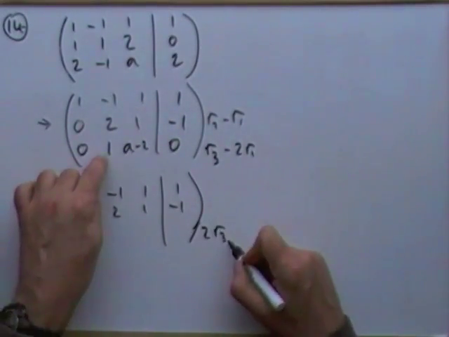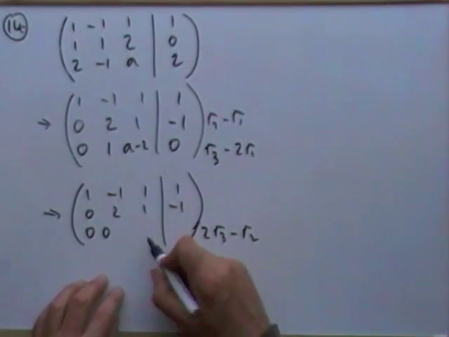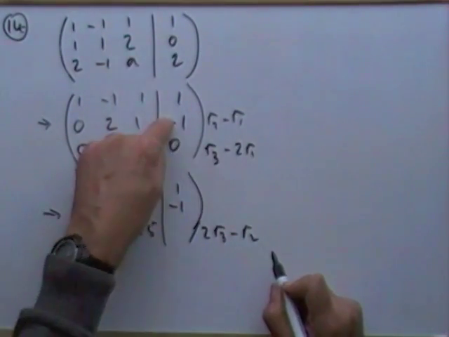So this will need to be that, 2 of them take away the row above. So that'll give the 0, the 0, that'll be 2a minus 4 minus 1 is 2a minus 5. And that'll come to 1.